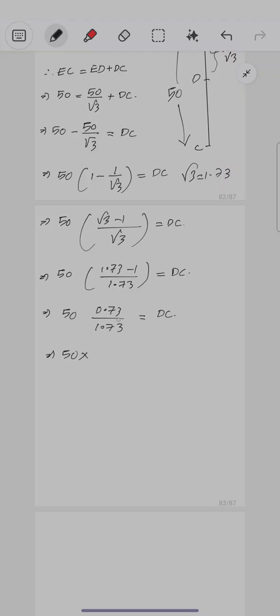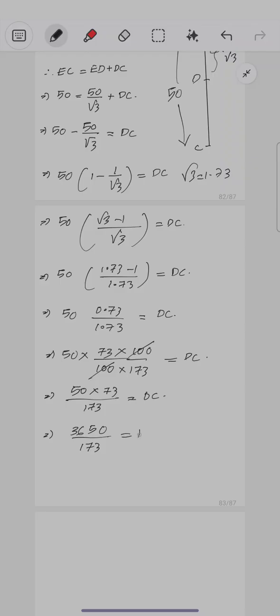50 into 0.73 by 1.73, the decimal points cancel: 73 divided by 173 times 50 will be equal to DC. Solving this, 50 times 73 divided by 173 is approximately 21.9 meters. So DC equals 21.9 meters.